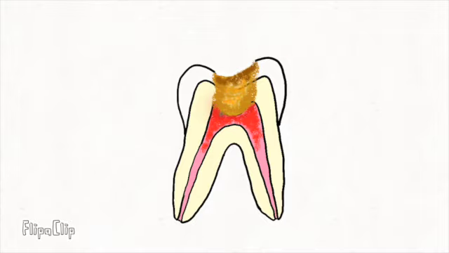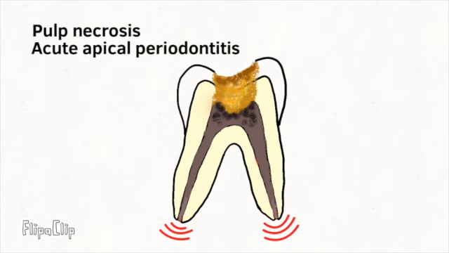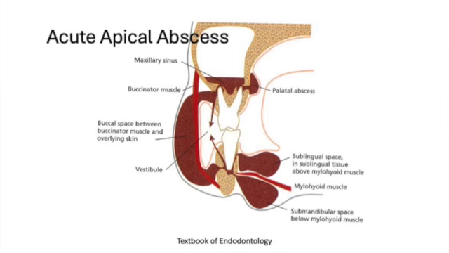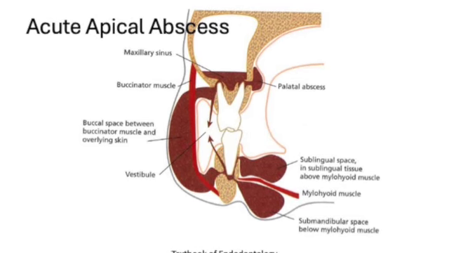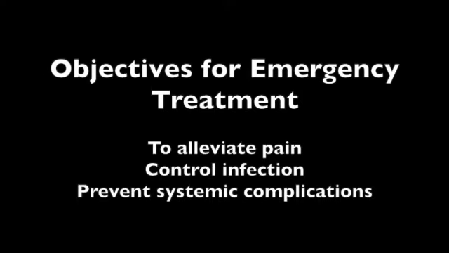Interestingly, pulpitis can be symptom-free for the patient. In this case, the disease can progress to pulpal necrosis unnoticed. A necrotic pulp can cause acute apical periodontitis with symptoms such as pain on chewing or biting. The disease can further progress to an acute apical abscess or swelling. When this occurs, it is important that the practitioner has a good knowledge of pathways of spread of infection in the orofacial region in order to manage the patient. The objectives for emergency treatment are to alleviate pain, control infection, and prevent systemic complications.